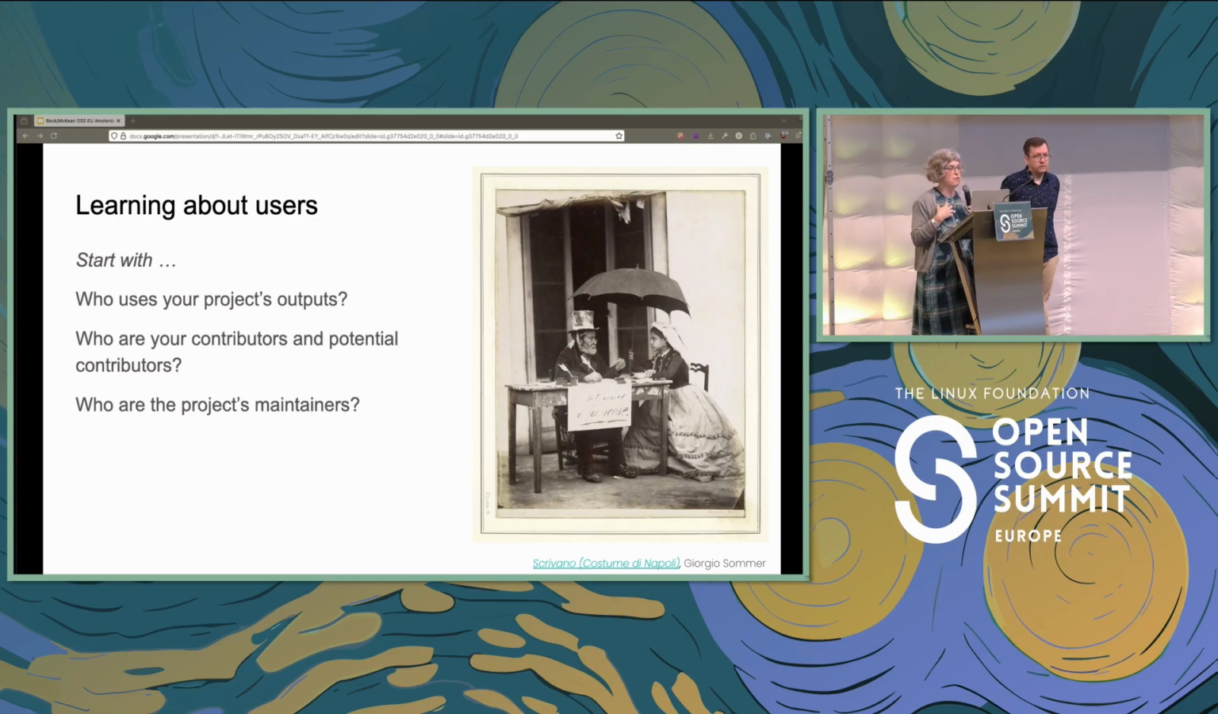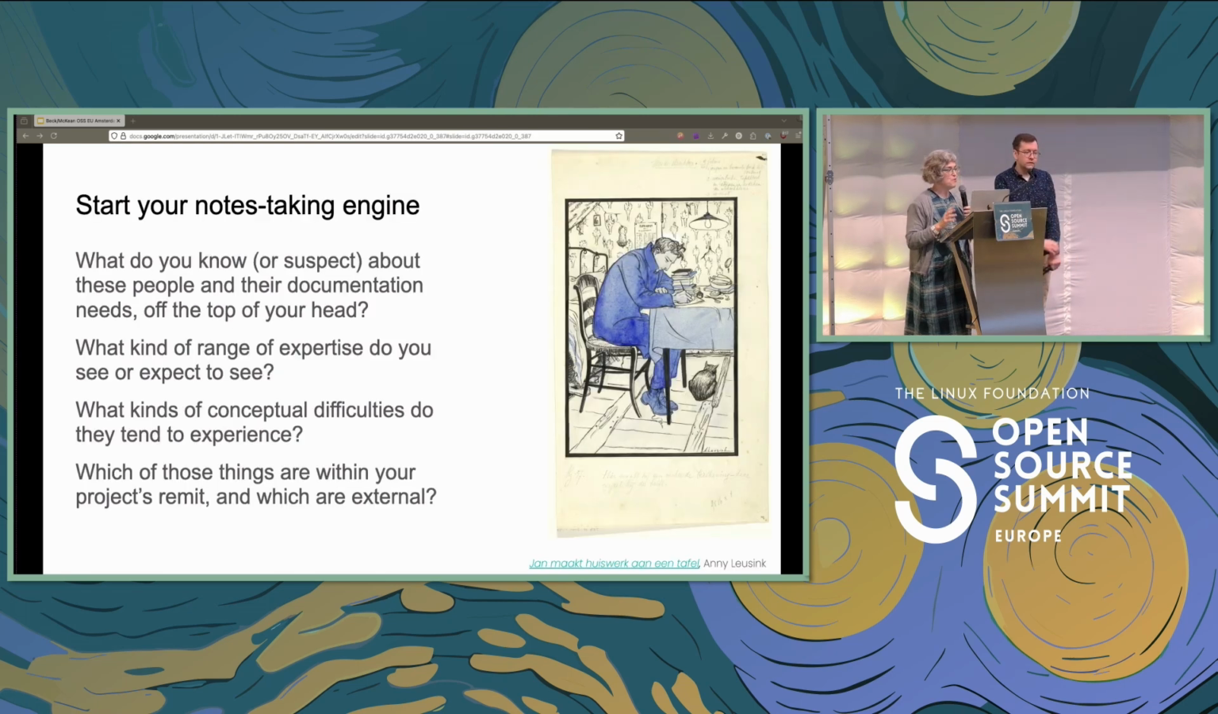You know yourself. But if you're on a bigger project, you might not know everyone who's considered a maintainer or who is doing the work of a maintainer without the title. And then you really have to rev up your note-taking engine. So think about, what do you know or suspect about these people and their documentation needs off the top of your head? Yeah, I know, we're talking about docs programs and projects, and we're saying, hey, you've got to take a lot of notes. But you have to take a lot of notes. You can't keep everything in your head.